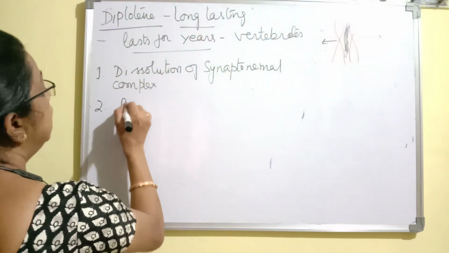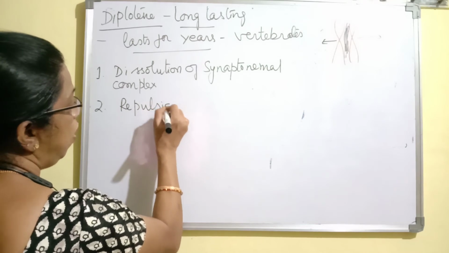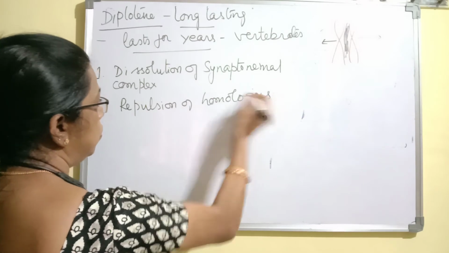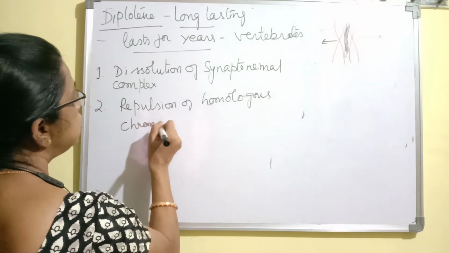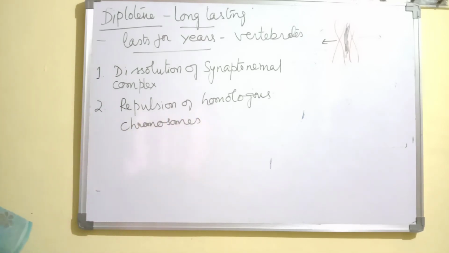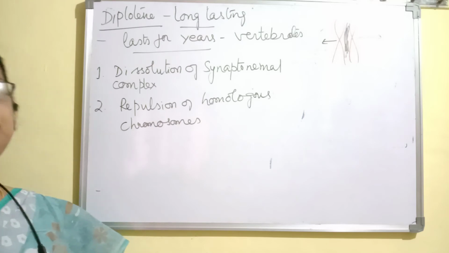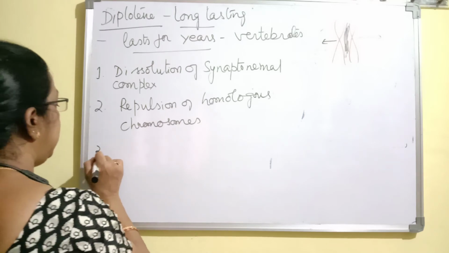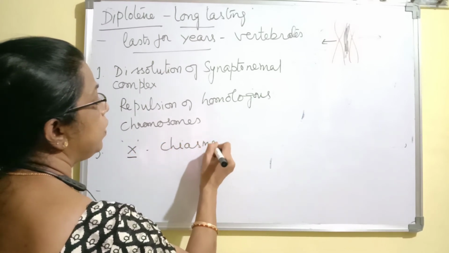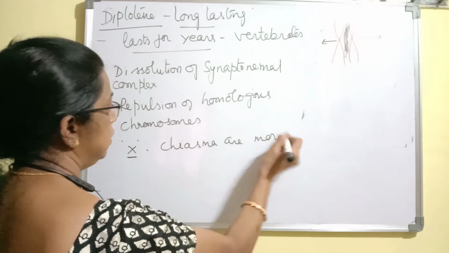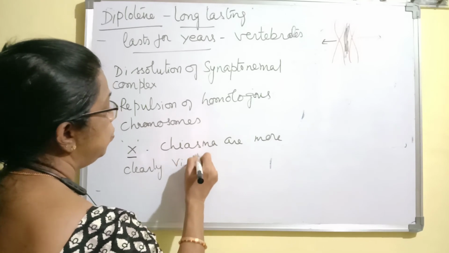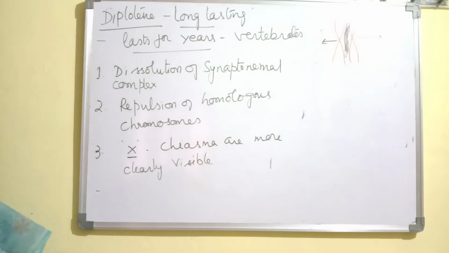When the synaptonemal complex dissolves, the two homologous chromosomes will start moving away from each other. So we find repulsion of homologous chromosomes. They start repelling from each other, moving away from each other. When they start moving away, the X-shaped structures, that is chiasmata, are more clearly visible, especially when they start moving.